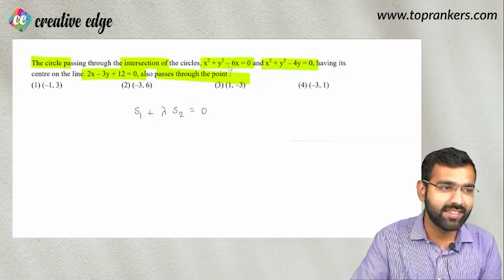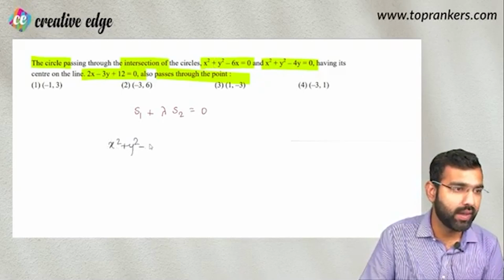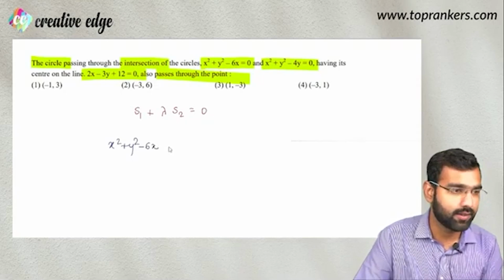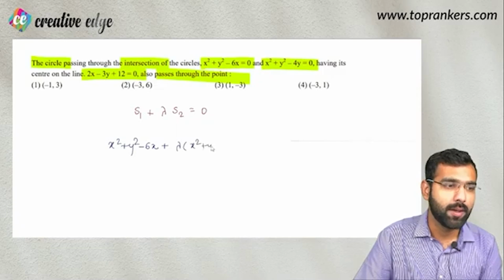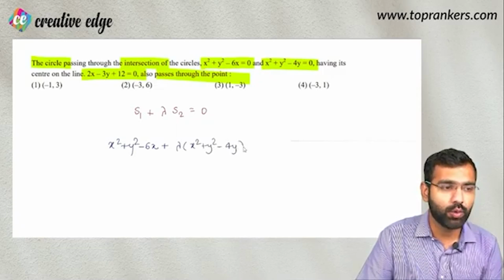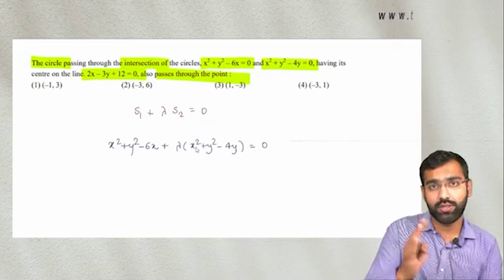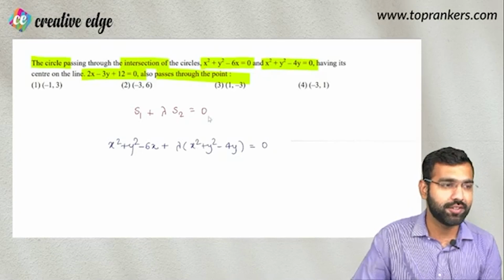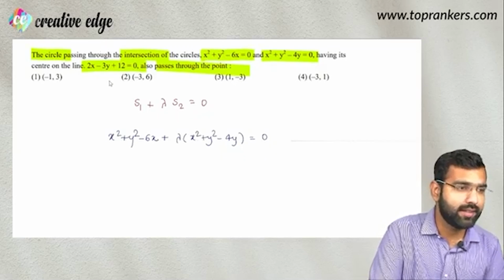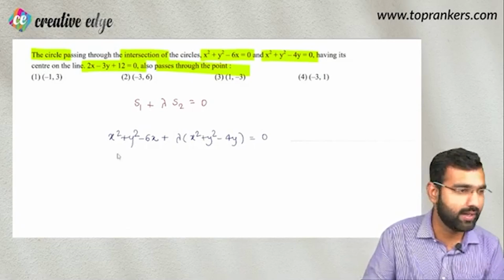So when I write it, this is S1 and this is S2. It is going to be x square plus y square minus 6x, and here this is going to be lambda times this S2, which is going to be x square plus y square minus 4y is equals to 0. Now this is the combined equation of the family of circles which are passing through the intersection of these two circles. Now if I simplify this, or rather if I try to figure out the center's coordinate, तो वो क्या होंगे? Let's pay attention to that.